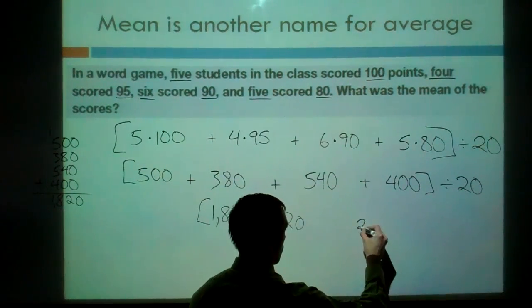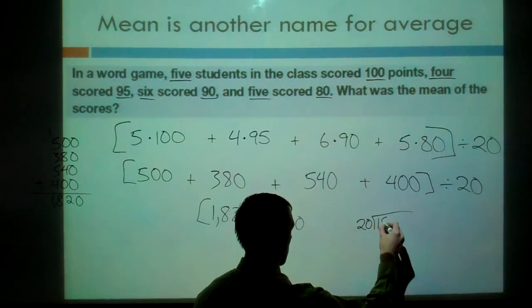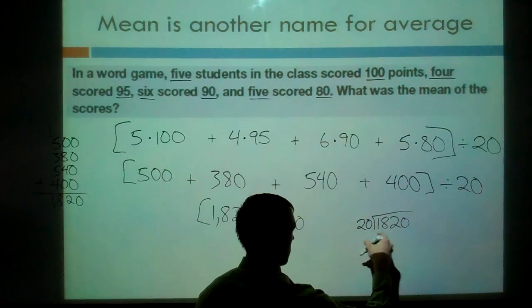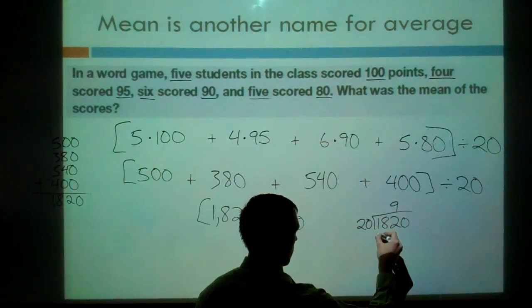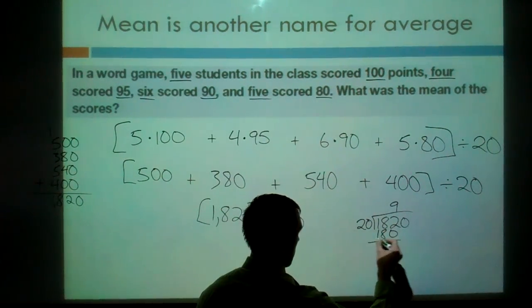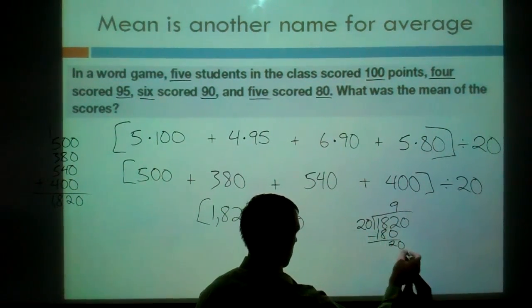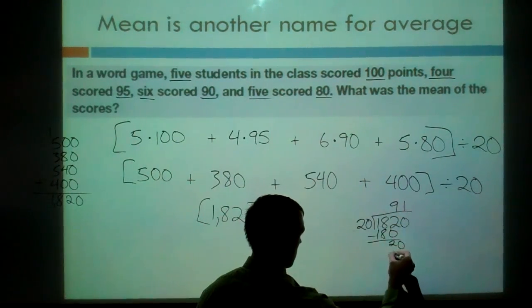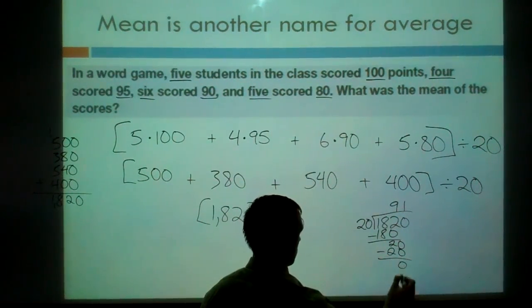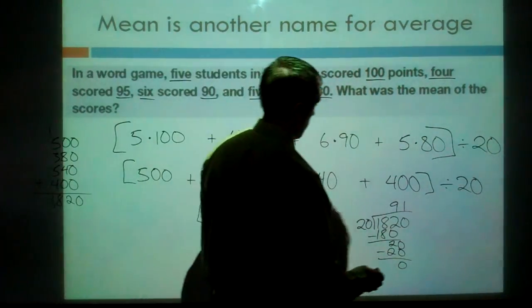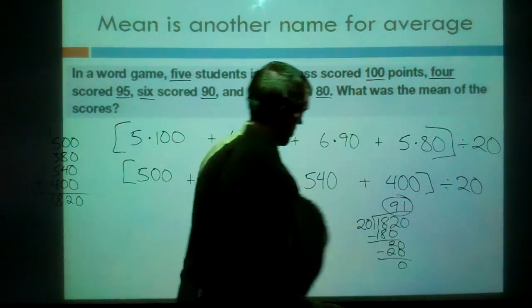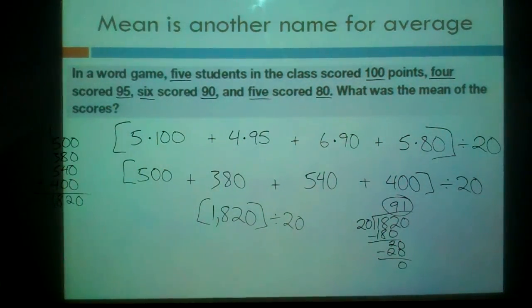So 20 goes in here. How many times? 9. So 180. Subtract, we get 20. Goes in there once. Subtract, we get 0. So, average score should have been 91. 91 for the average score, I believe.